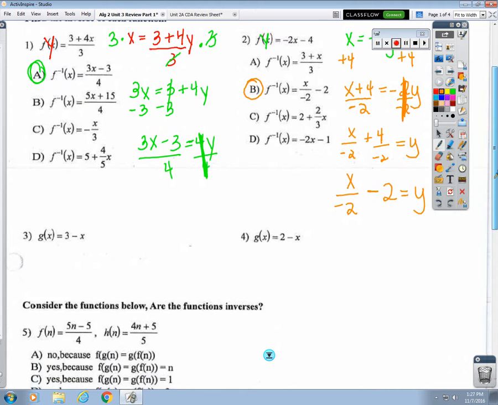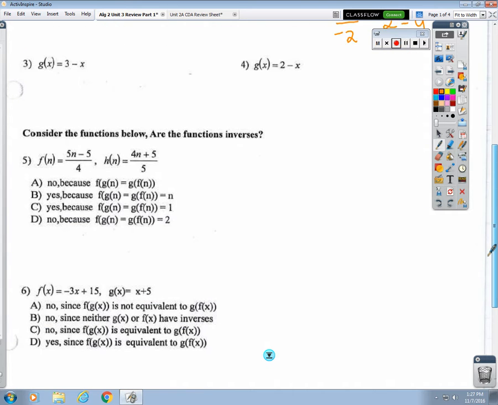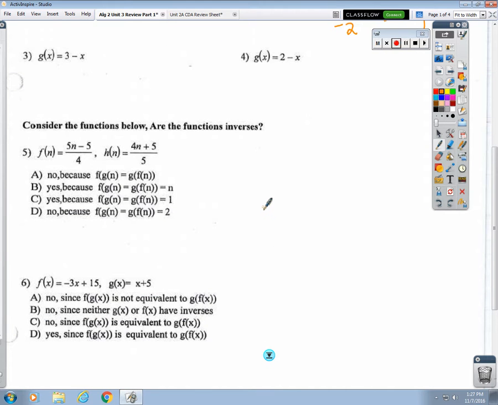Okay, number 3. G of x equals 3 minus x. This is another find the inverse. It's just free response. So the first thing you'll need to do is make that a y. Y equals 3 minus x. The first step is to switch those. So it becomes x equals 3 minus y. Now to solve for y, what can we do? Subtract 3 on both sides. So x minus 3 equals negative y.